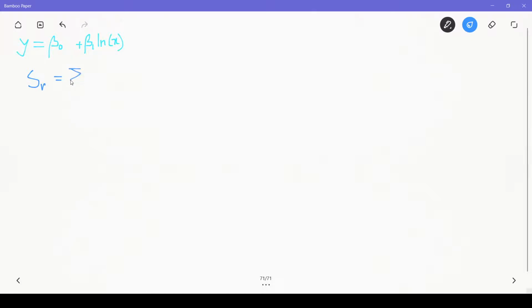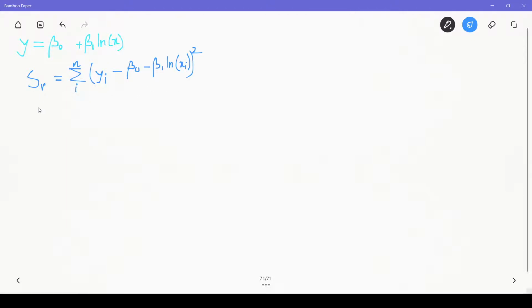So it should look something like this, right? From 1 to n, we should get yi, which is the true value, minus our predicted value, which is beta naught, minus, so this minus in front of this plus yields this minus, beta 1 times ln of x sub i, or xi. And we'll have a whole square because it's the sum of the square of the residuals, right?